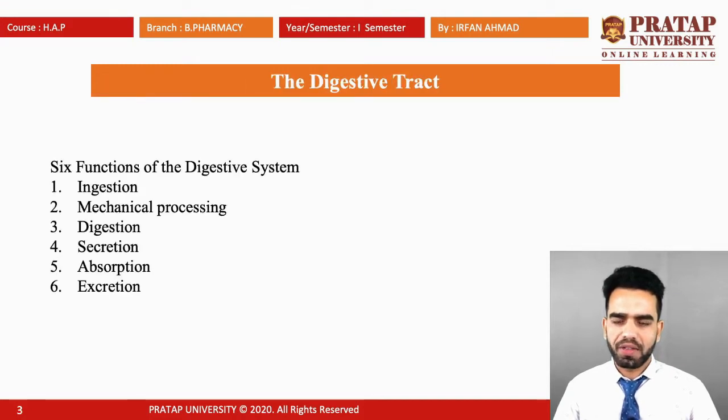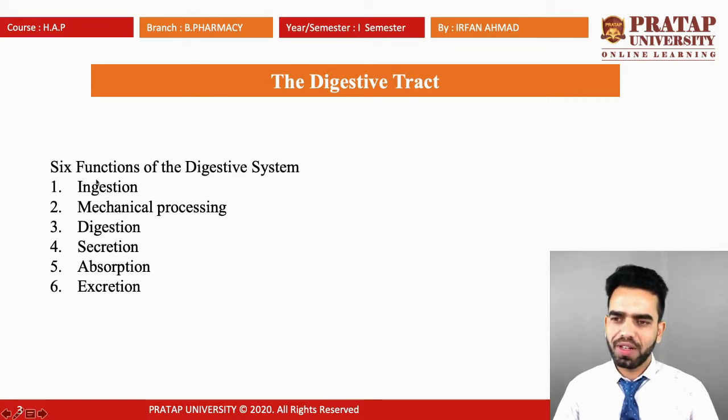Now, there are various functions of the digestive system. The major 6 functions of the digestive system are: first, ingestion; second, mechanical processing; third, digestion; fourth, secretion; next, absorption; and then excretion. These are the main 6 functions of the digestive system.